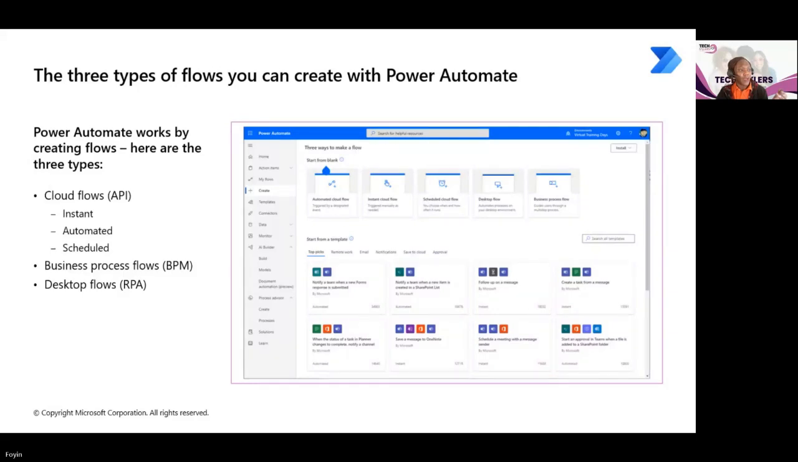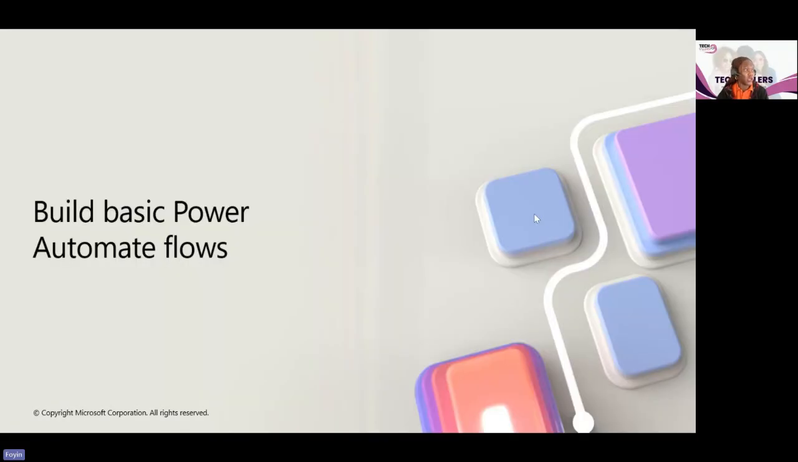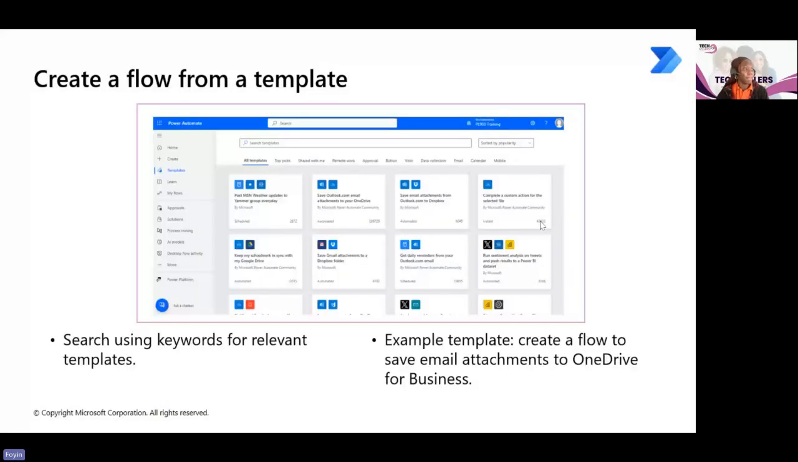By instant, we mean it can be manually triggered by somebody. By automated, we mean something needs to happen for that flow to start. And by scheduled, we mean it needs to happen at a particular time. So that is the definition of these cloud flows. And the image you have on your right is just the Power Automate images. So there are different ways of building a flow. When we say a flow, we're mostly talking about a cloud flow.